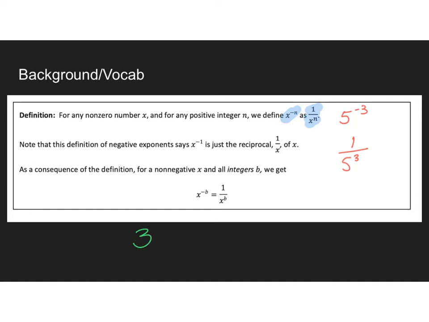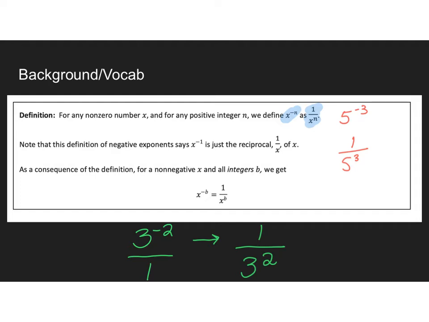I'll do another one down below. So you have 3 to the negative second power. You should know that there's an invisible 1 underneath this, so all we're going to do is flip this upside down. Now I'm going to put the 1 on top, make this a fraction, and instead of saying 3 to the negative 2, it now becomes 3 to the positive second power. So this is what we are going to be doing today.